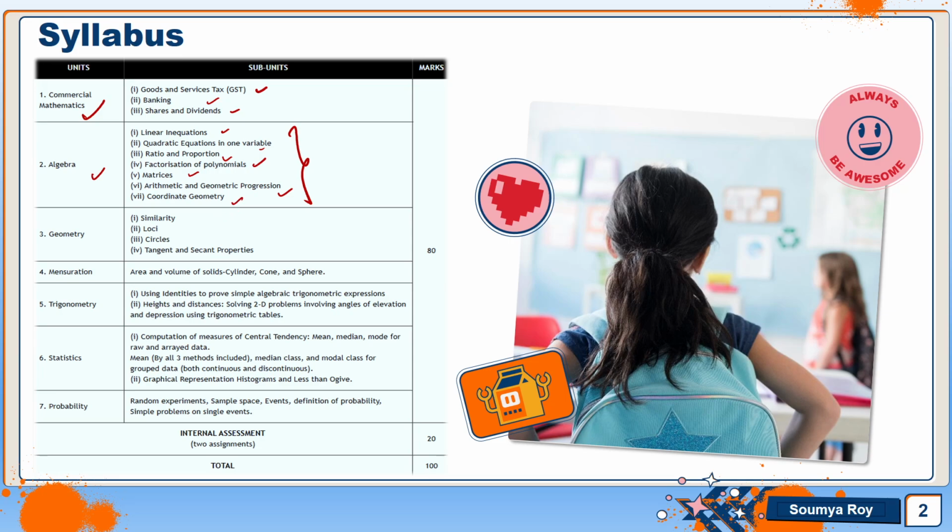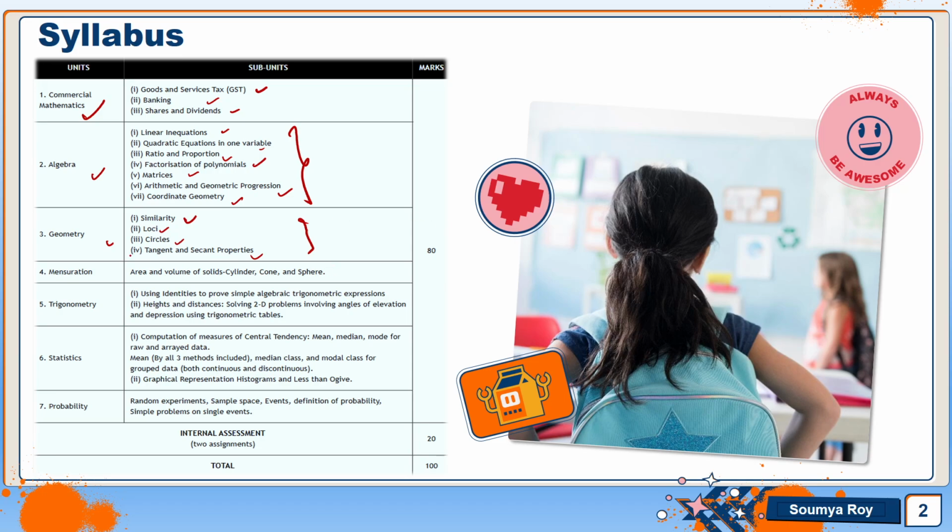Here we'll be learning about two things, section formula and some part of distance formula, that is already read by you in class 9. We'll be discussing it a bit. Then, sorry, I forgot to tell you, coordinate geometry also involves the reflection chapter. The questions are very easy. From the geometry unit, similarity, loci, circles, tangent and secant properties. These chapters are going to be very interesting, and the questions can be easily solved.